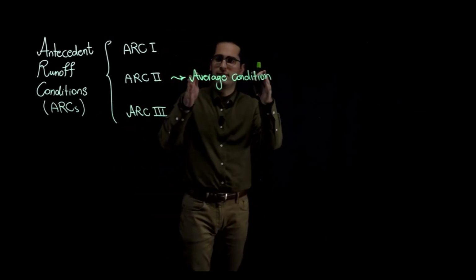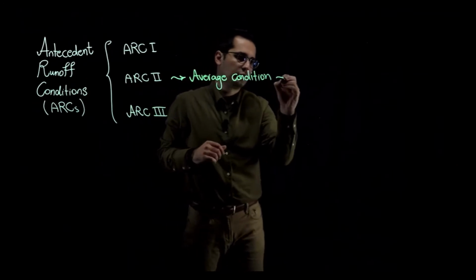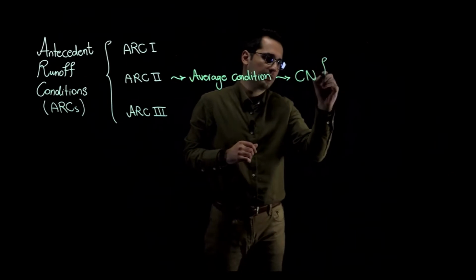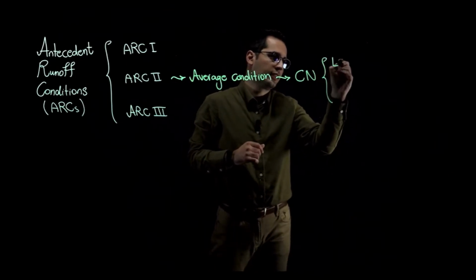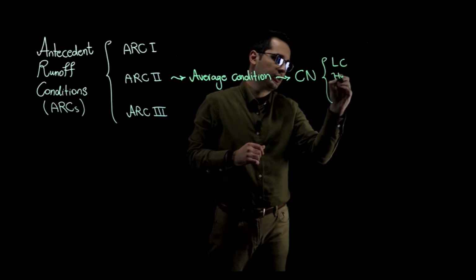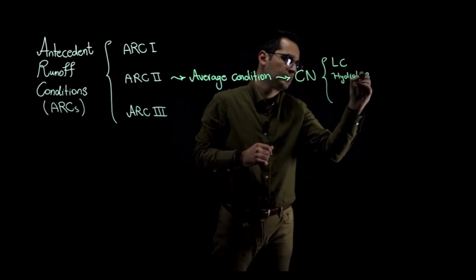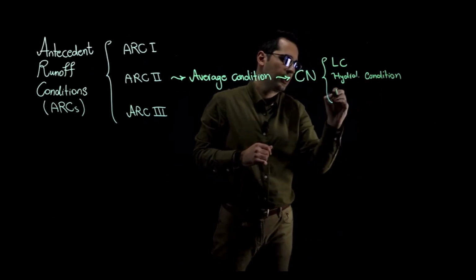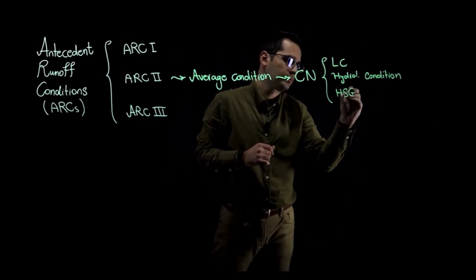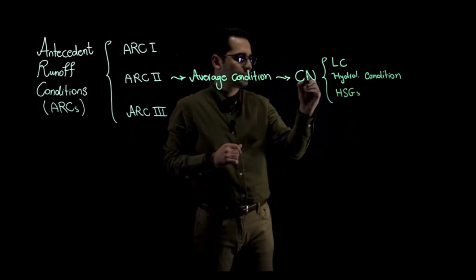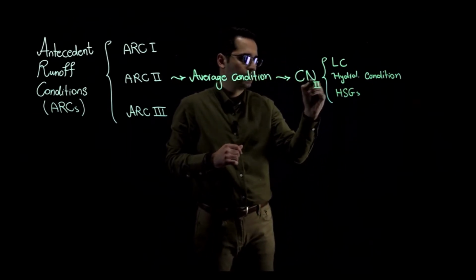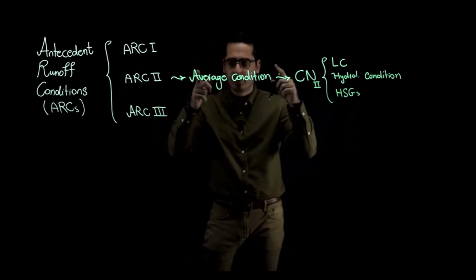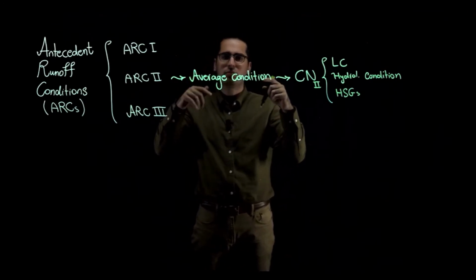In order to represent this average condition, you will use the curve number that you found from the reference table, which was based on land cover, hydrologic condition, and hydrologic soil groups. And I'm going to call this curve number 2 to match ARC 2. So this is an average condition, meaning that your watershed is in average condition before the storm.